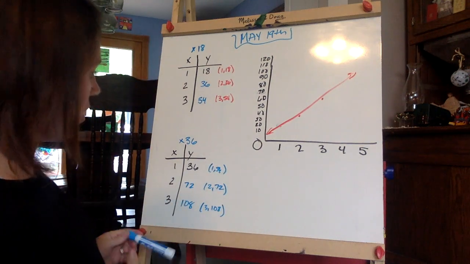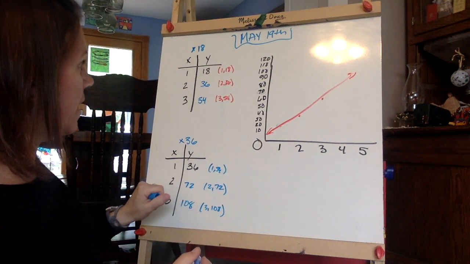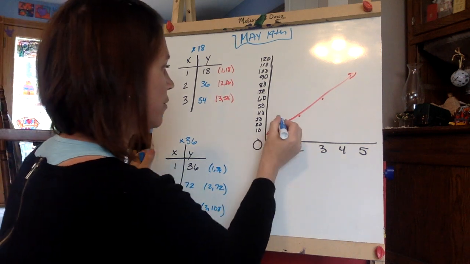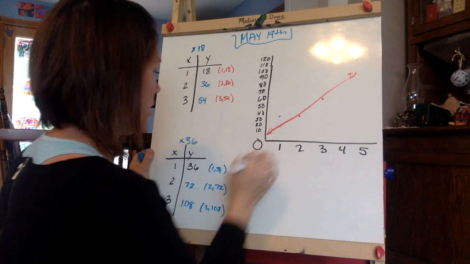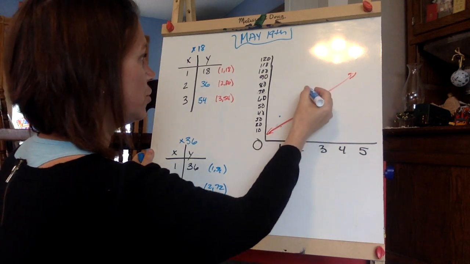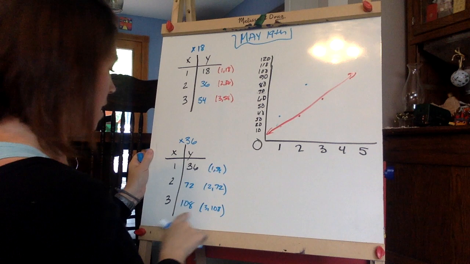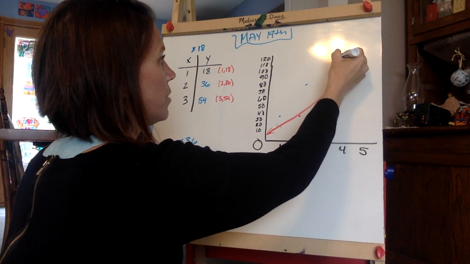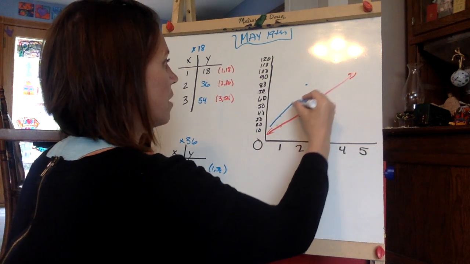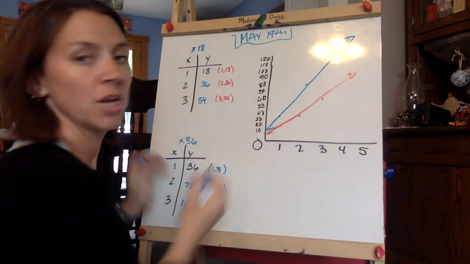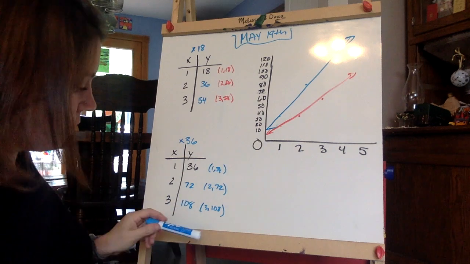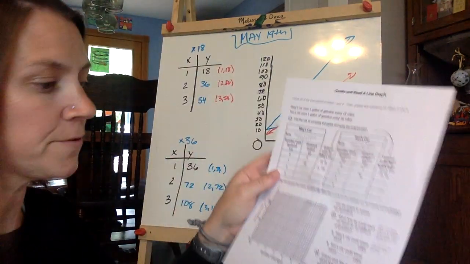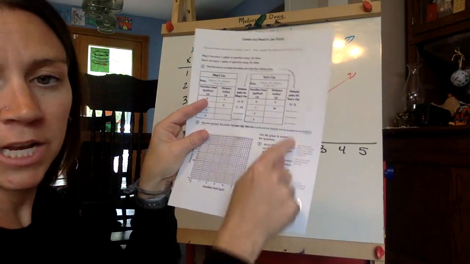Now I'm going to take a different color, and I'm going to do this one down here. And now I have (1, 36). So 36 would be between 30 and 40. (2, 72) is all the way up here. And then (3, 108). Oh, goodness. So somewhere all the way up here. And again, my graph's not perfect. So yours will look much better than mine. It's very hard on this easel. Okay. So once you have your lines graphed on here, here's the difference for today.